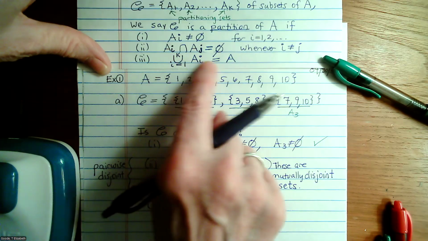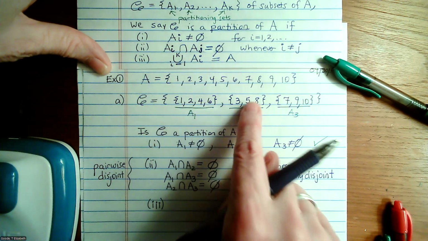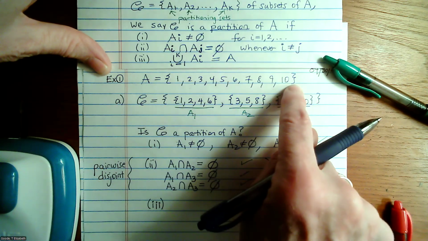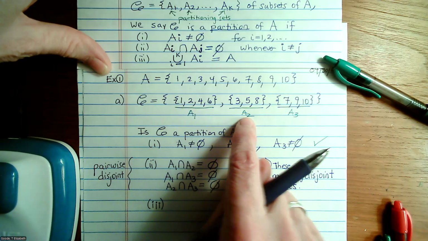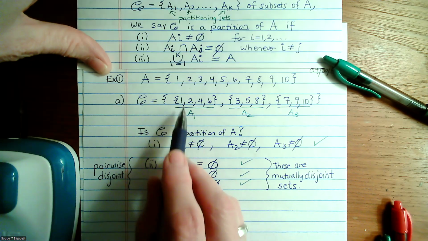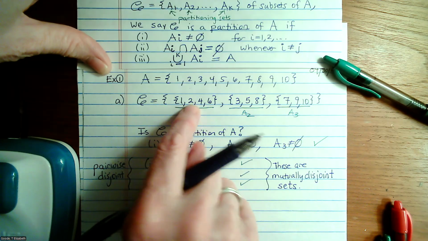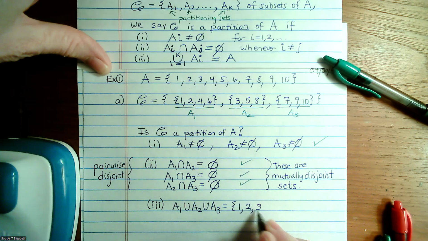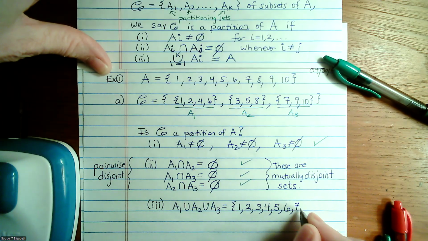And then the last thing that we're going to check is if the union of all of these three sets, because there's only three of them, if there were four, we would union them all to check if that's the whole set A. So if we take A1 union A2 union A3, do we get all of A back? Well, let's see. 1 is in there, so I'll write 1 down. 2 is in A1, so it's in the union. 3 is in A2, so it's in the union. 4 is in A1, so it's in the union. 5 is in A2, so it's in the union. 6 is in A1, so it's in the union. 7 is in A3, so it's in the union, see what I mean?